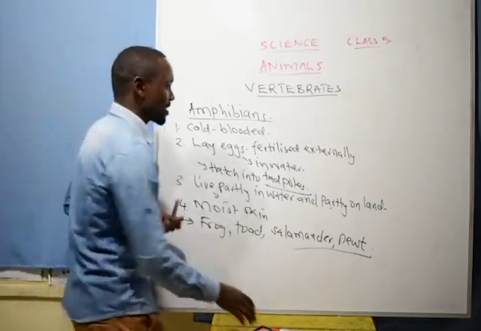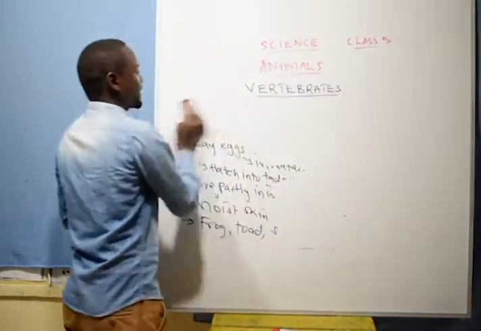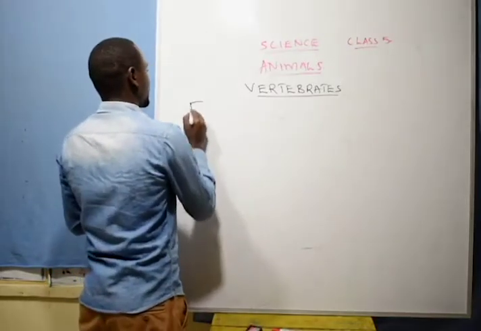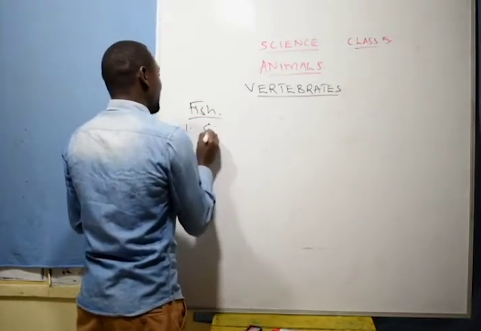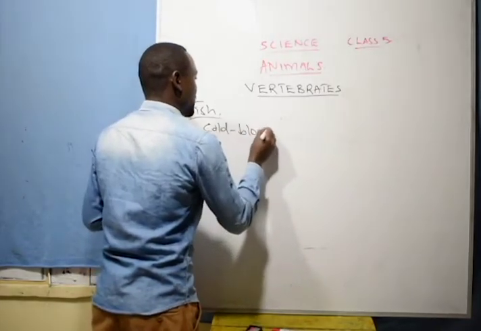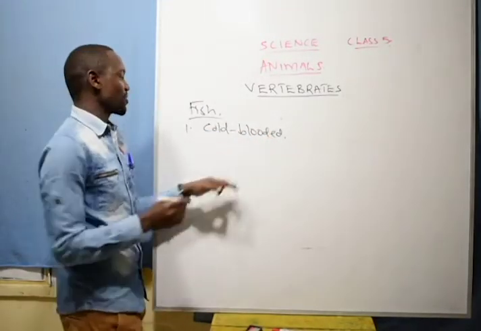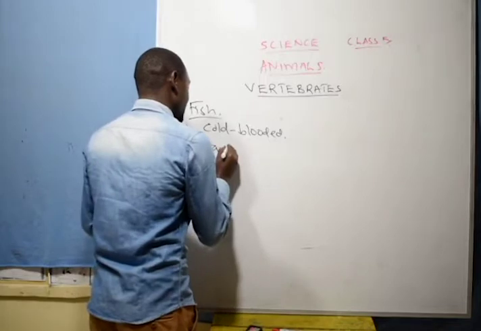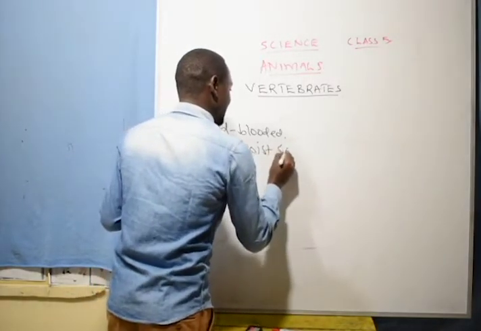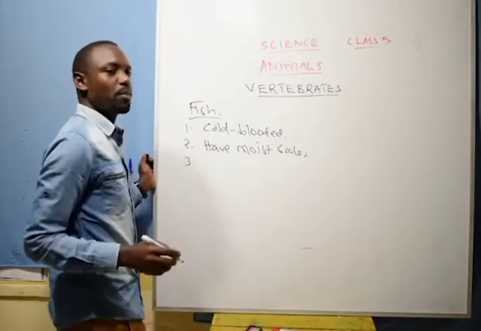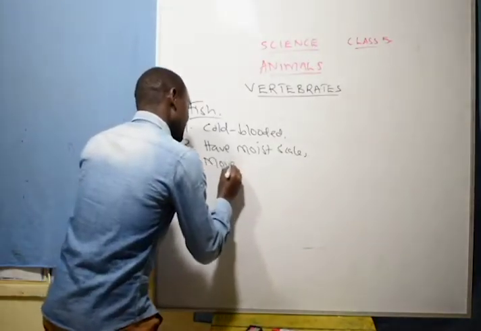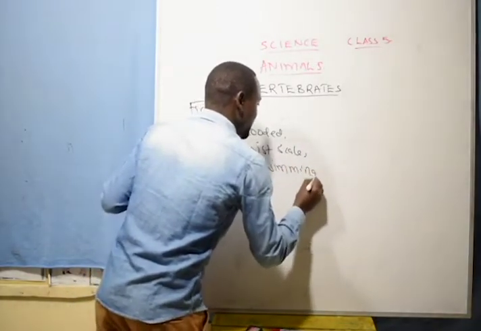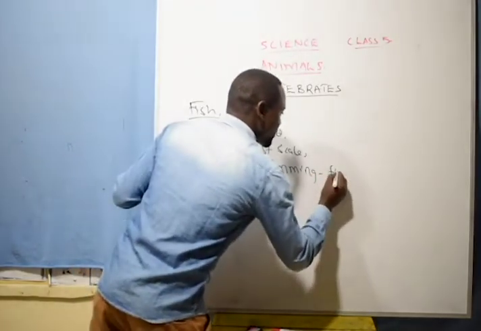And lastly, let's look at fish. Very briefly, let's look at the characteristics of fish. One, they are cold-blooded. What does this mean? Their body temperature will change according to the surrounding. Another characteristic of fish is that they have moist scales. How do fish move? They move by swimming. What do fish use to swim? The fish use things we call the fins.